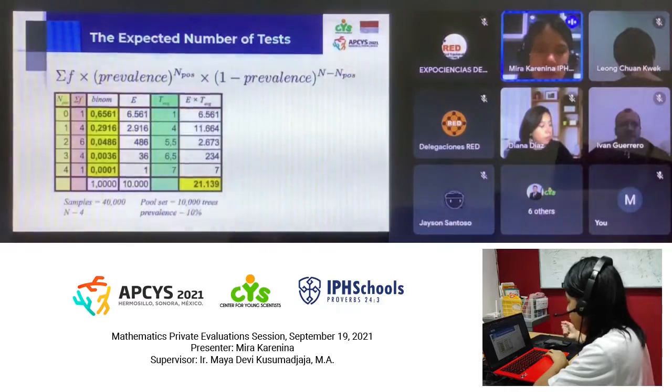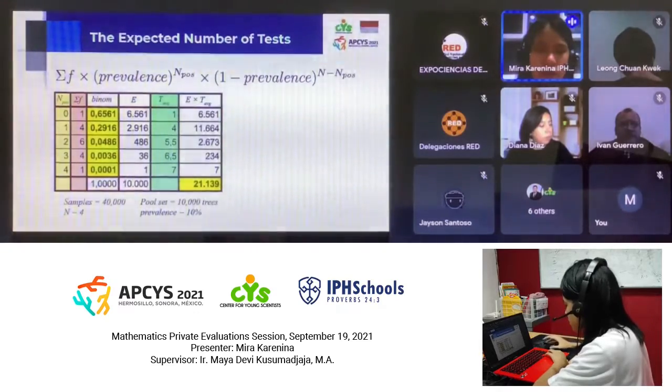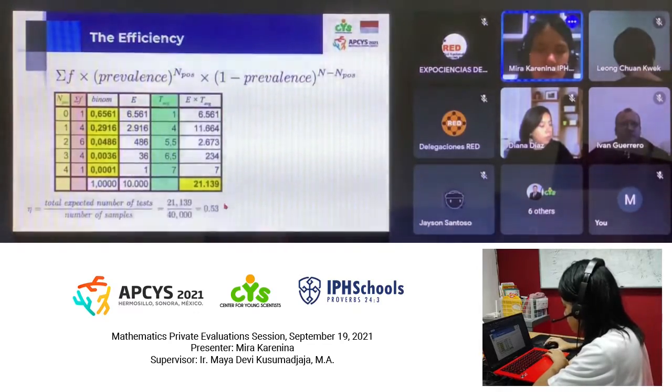Now with that, we can now find the expected number of tests. Let's say I have the prevalence rate of 10%. And then I got the binomial distribution here. And for 40,000 samples, I only need around 20,000 samples. And that makes the efficiency of 0.53.